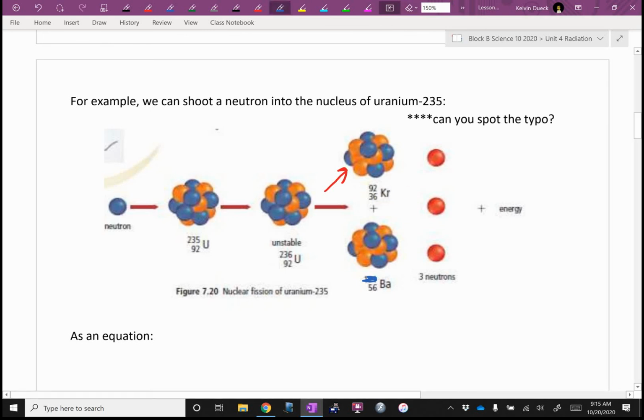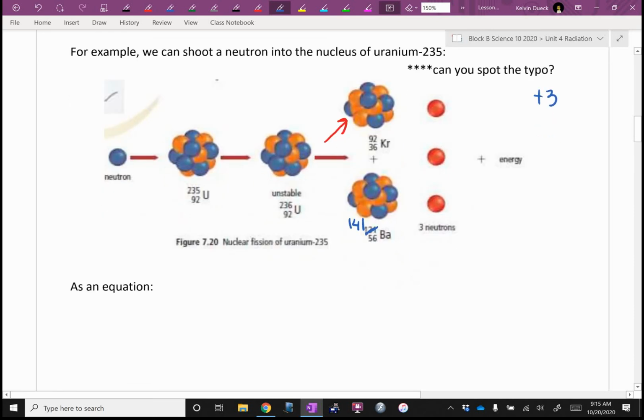That gives me a mass of 92 plus 3. This here, barium, has to have a mass of 236 minus 95. There's the 92 plus 3 is 95. And so the number that I'd like you to put there, it's unfortunate, there's a typo in the diagram that I stole from the internet, is 141. Can you cross out the 121, replace it with 141? You are correct. It is 141.